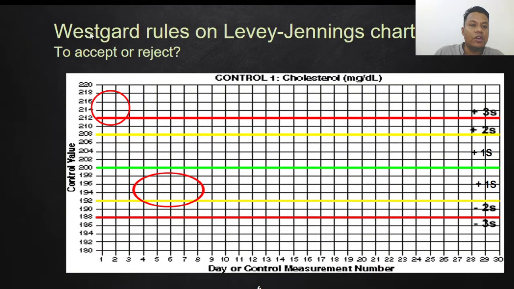So, Westgard rules on the LJ chart. This is the chart that is used in the medical lab to evaluate the precision and accuracy of an analyzer or a procedure. And this is what we refer to when we want to accept or reject the value.